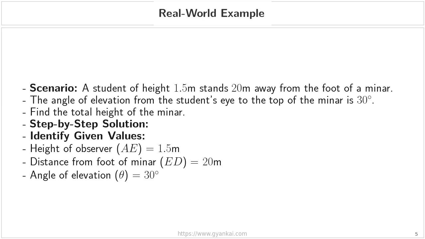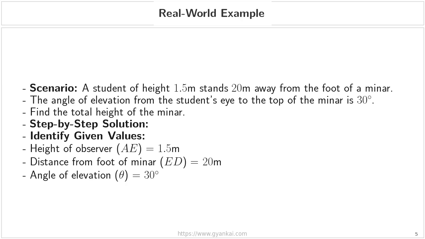The first thing we need to do is identify our given values from the problem. First, we note the height of the observer, which we labeled as AE, is 1.5 meters. Second, we identify the horizontal distance from the student to the foot of the minar, which is ED, as 20 meters. And finally, we have our angle of elevation, theta, which is 30 degrees.